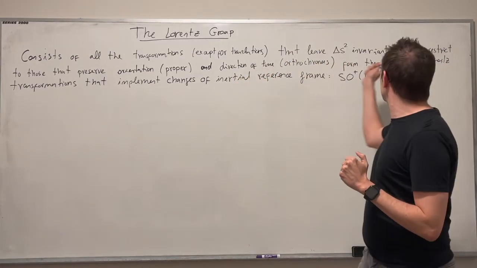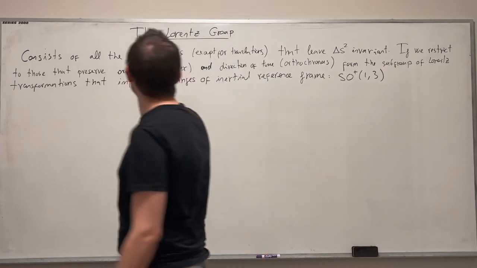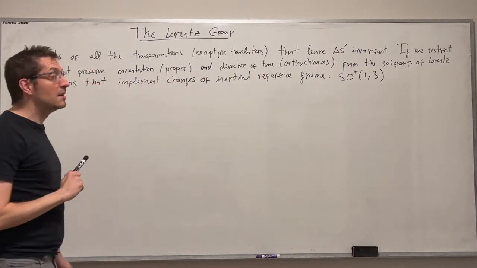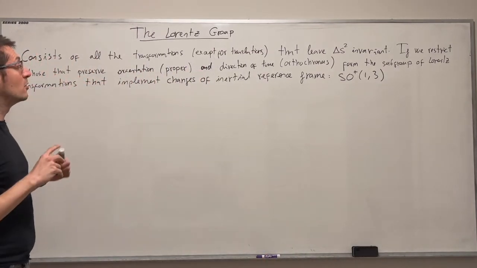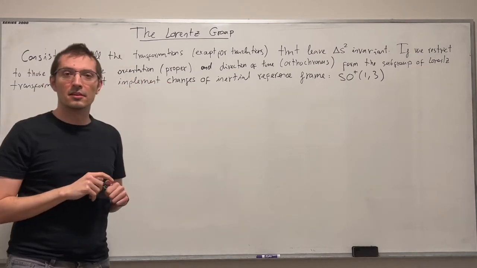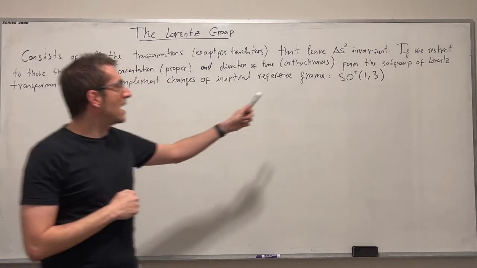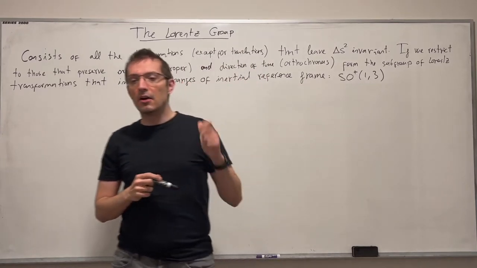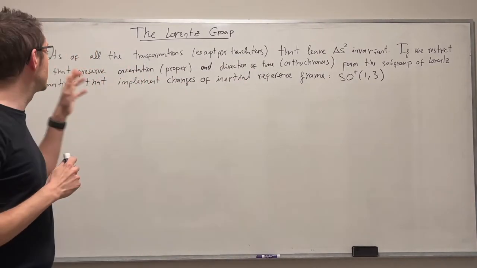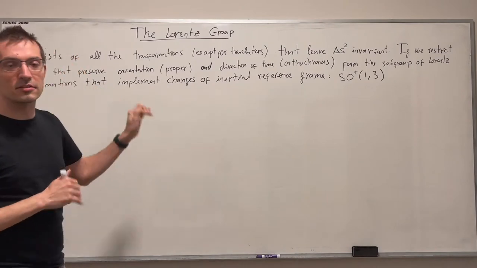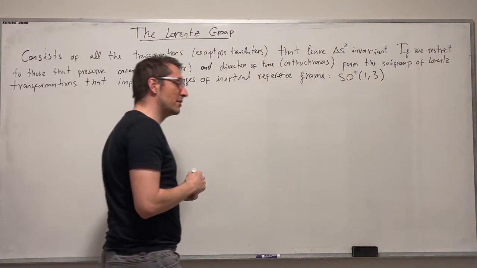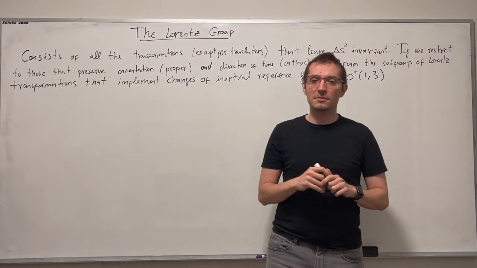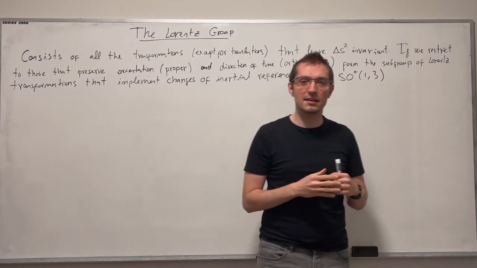If we restrict ourselves to those that preserve orientation and direction of time, we get a subgroup called the proper orthochronous Lorentz group. And we represent that with SO plus 1, 3. Now, the proper orthochronous Lorentz group represents the transformations that implement changes from one inertial frame to another. Again, modulo translation, because we already studied translations independently.